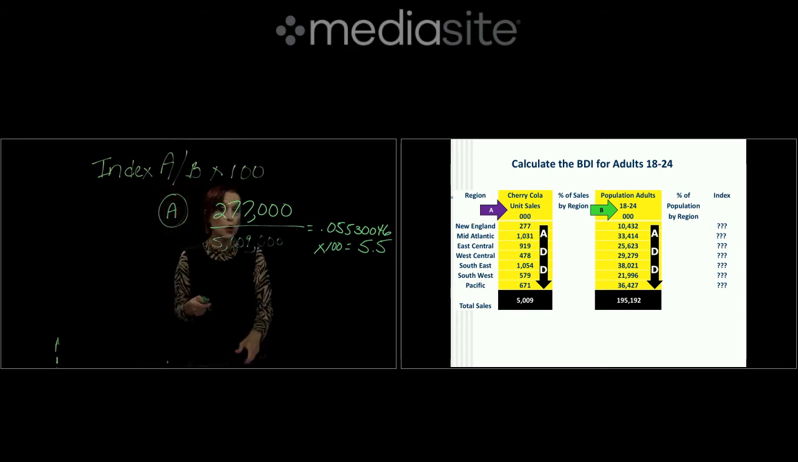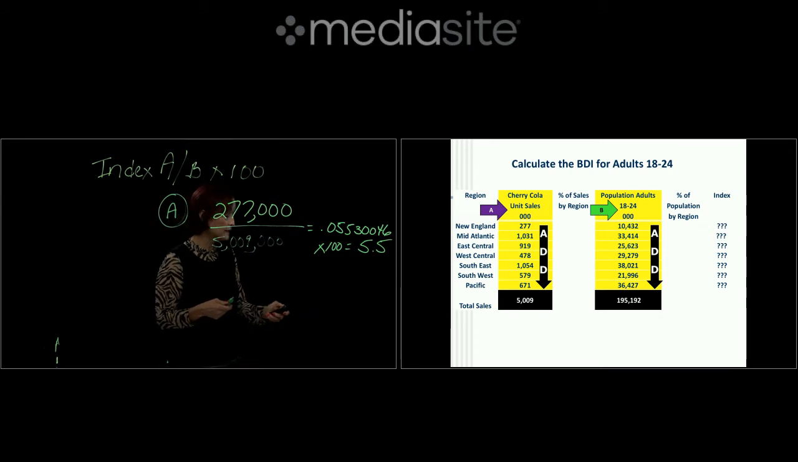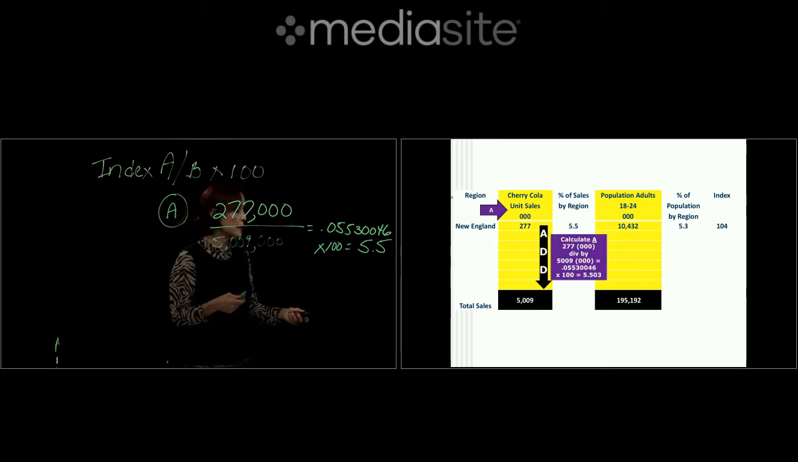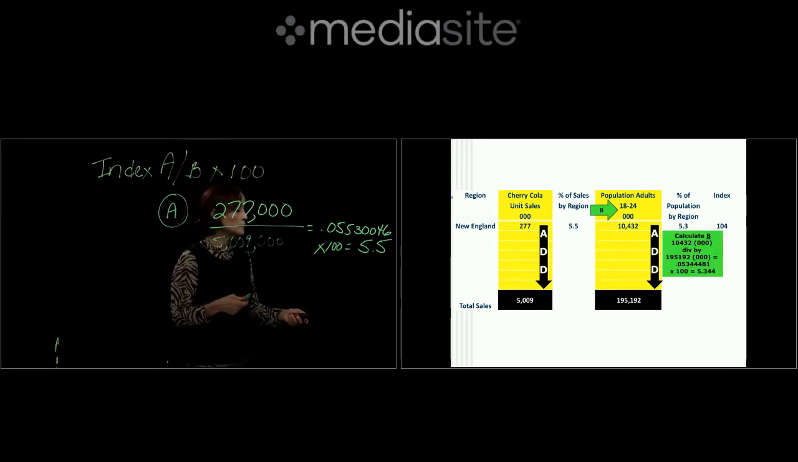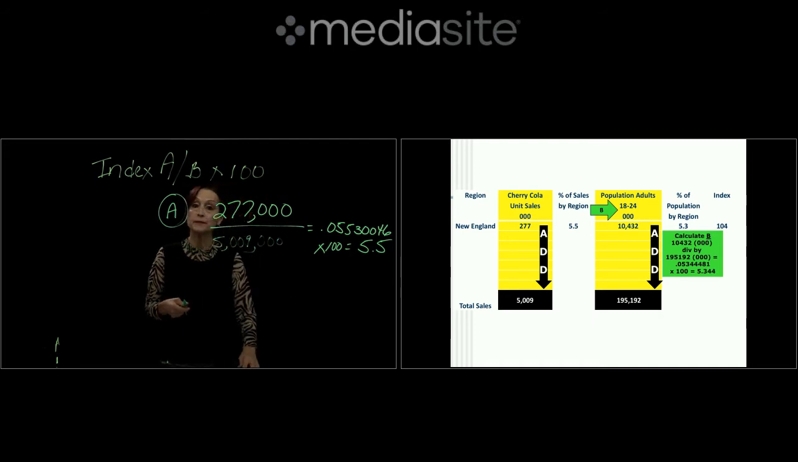Now, let's go to the next calculation. So this is your A. Let's go to your B. Now, again, repeat steps 2 and 3 for the population figures of each geographic area. And now this is going to be your B in the equation. In other words, add the population of adults 18 to 24 for all the regions.